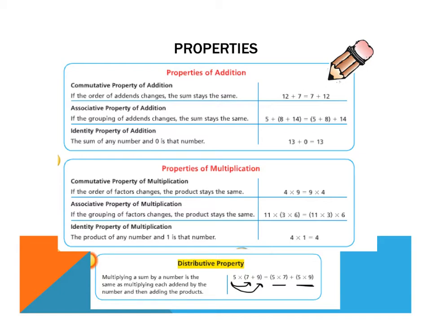Since there's a pencil on this page, you know you're going to be pausing and writing something. Use the foldable you were given in class to write in each example of the properties.